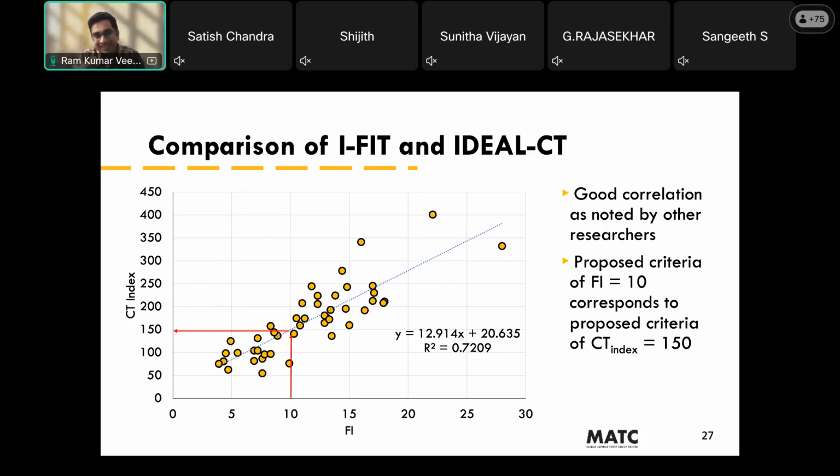So I want to highlight here that IDEAL-CT and I-FIT are completely different tests. Ideally, they should not be compared against each other, because each of these test methods assesses different properties of the asphalt mixtures. So the comparison here was just to have a general observation between these two tests, not to say one is better than the other. It's not a way to replace another test.